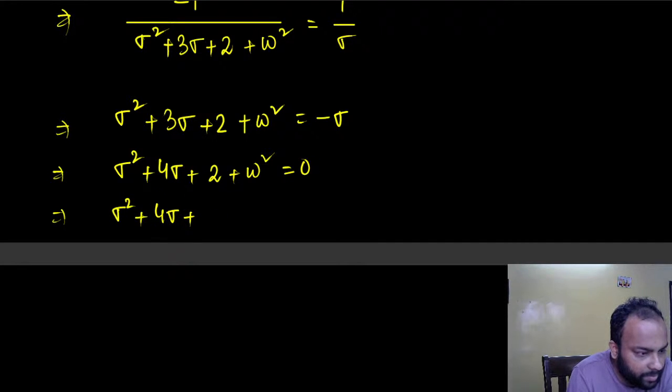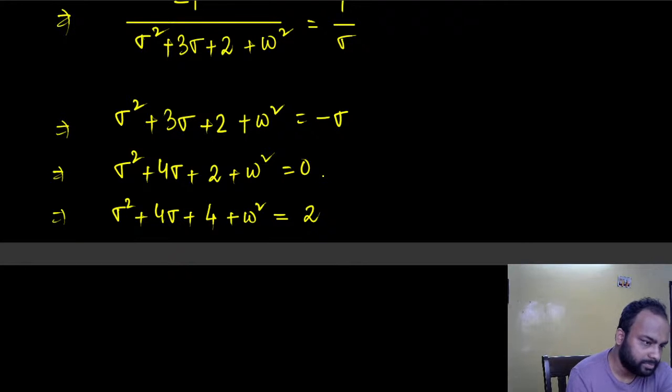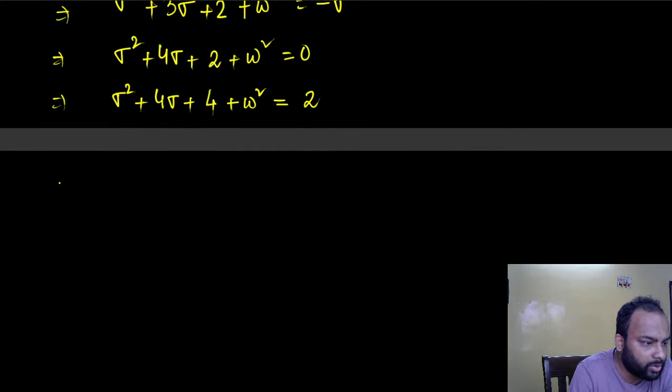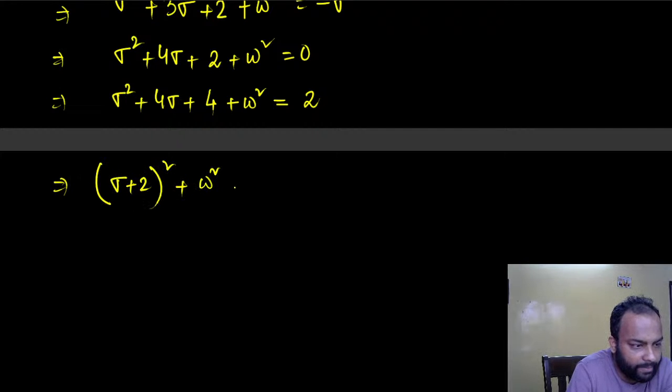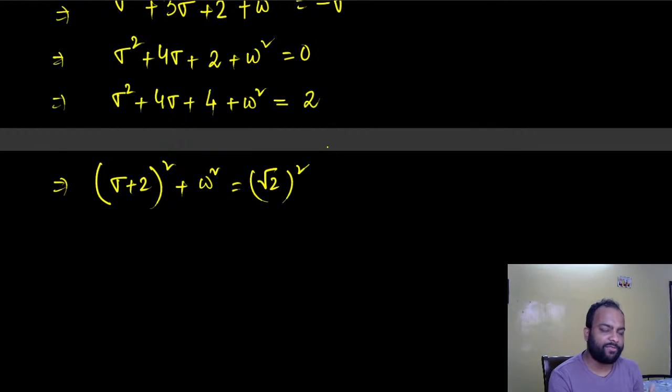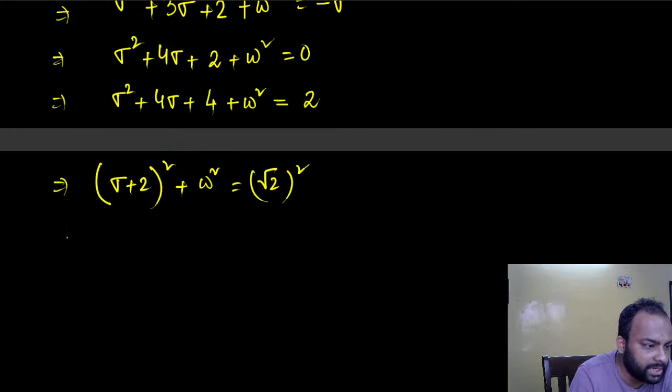In order to make this a perfect square, I would write 4 here, right? Of course you understand what I'm saying. And plus omega square. So I wrote 4 here instead of 2, so I have to add 2 on the right hand side as well. So this equation is now correct. So this is sigma plus 2 whole square plus omega square, and that's equal to root 2 whole square. But what kind of conic section does this equation represent? If you said this is a circle, you are right. This is a circle indeed.